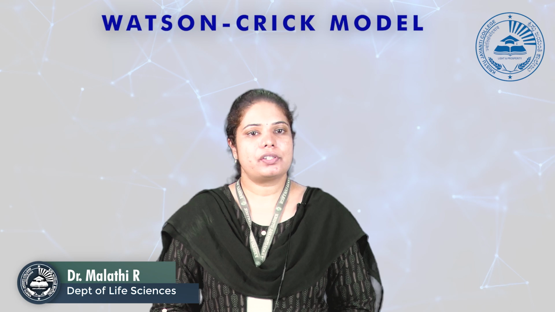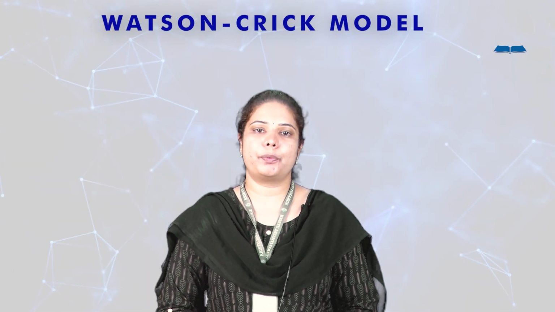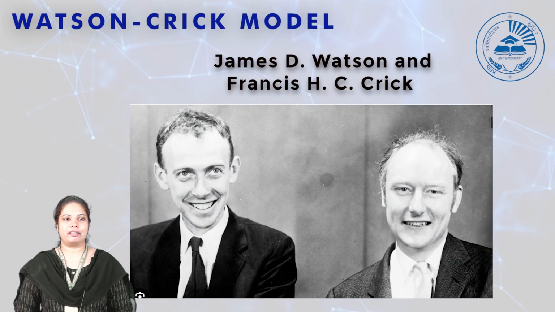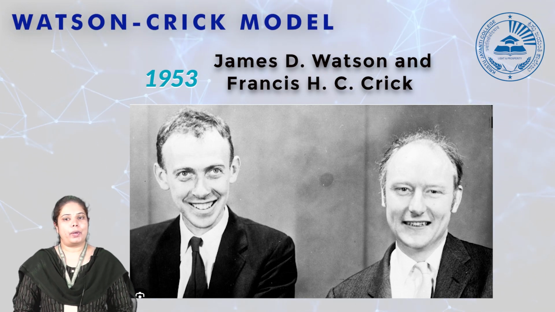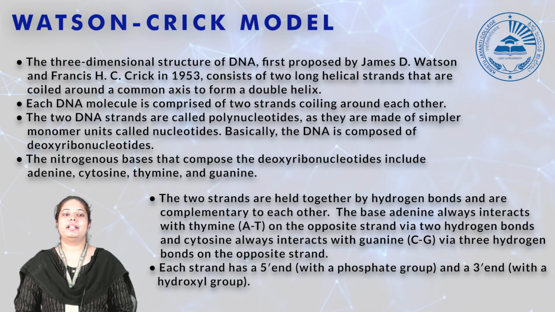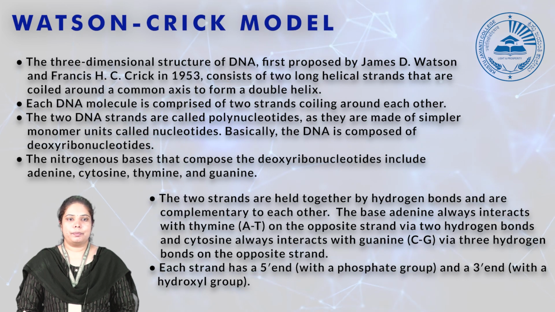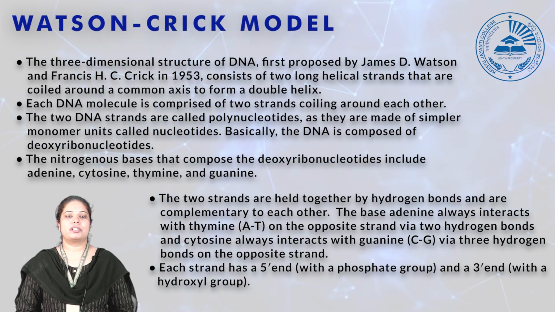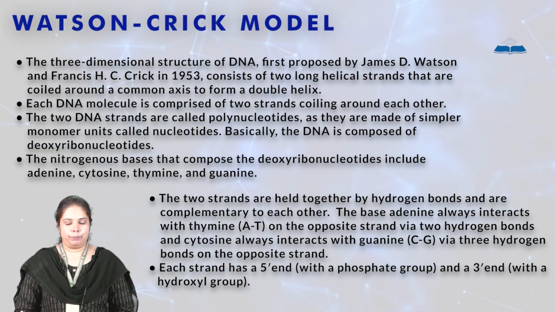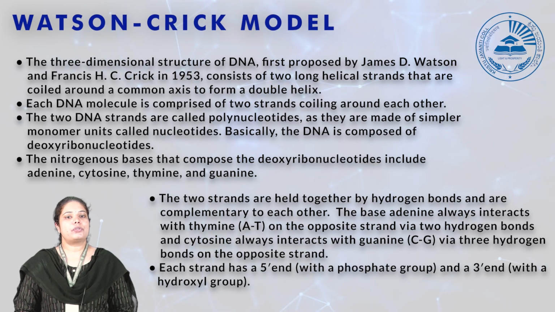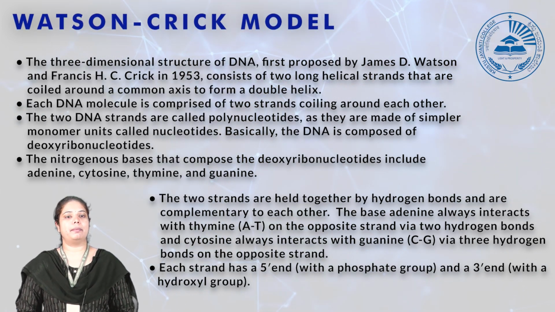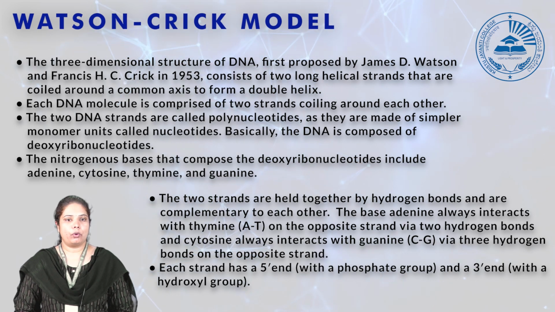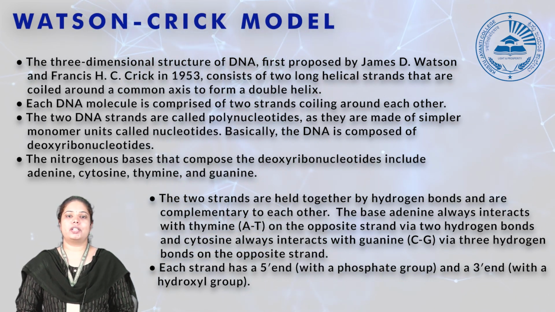So the three-dimensional structure of DNA was first proposed by James Watson and Francis Crick in 1953. This structure is the widely accepted model, which has different conformations and different properties. It consists of two helical strands that are coiled around a common axis to form a double helix. So each DNA molecule is comprised of two strands which are coiled around the perpendicular axis.